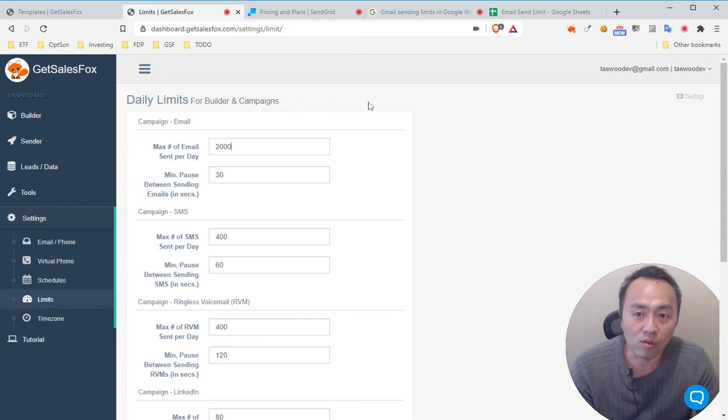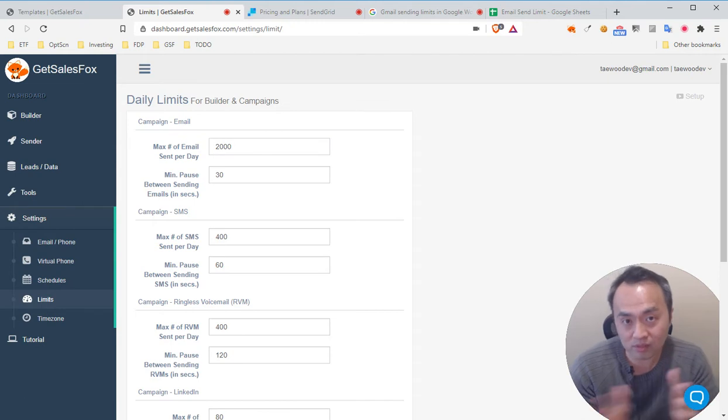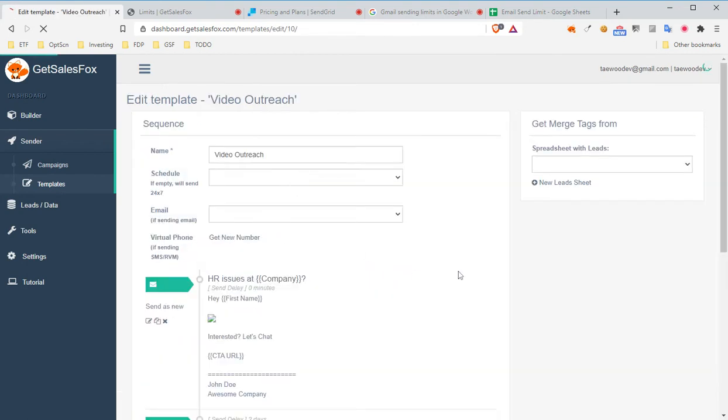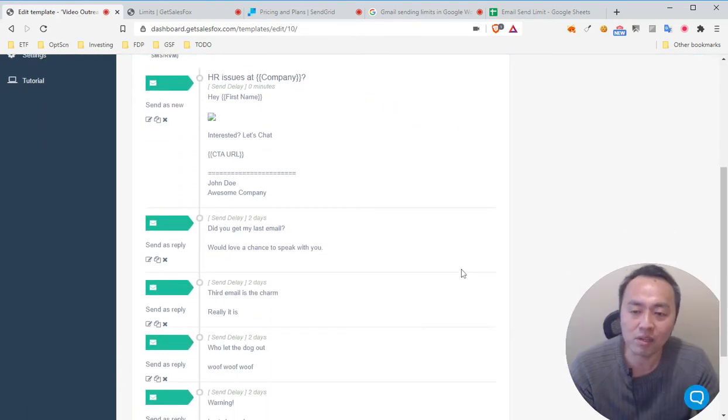Well, no. Here's why. Suppose you're doing your outreach. And if you're doing outreach, most likely you're going to be doing a sequence, because the chances are people are not going to respond to your first email. I mean, you have to sort of follow up. So suppose you have a sequence of 5 items. So you send 5 emails spread apart 2 days each.